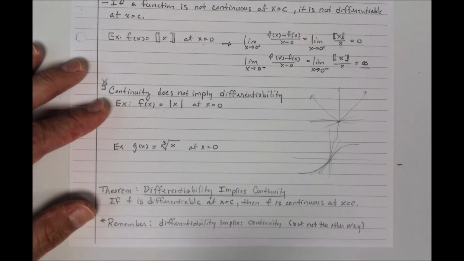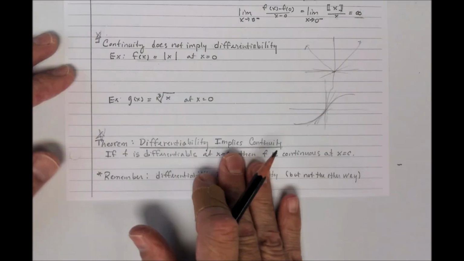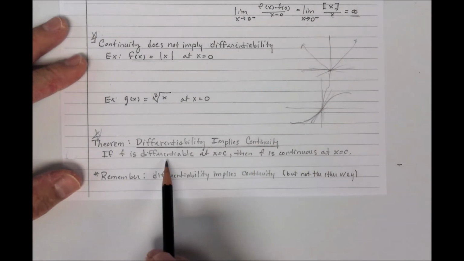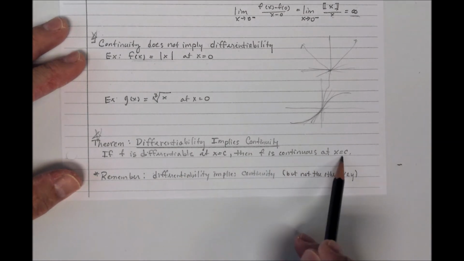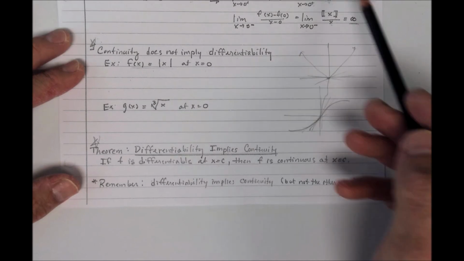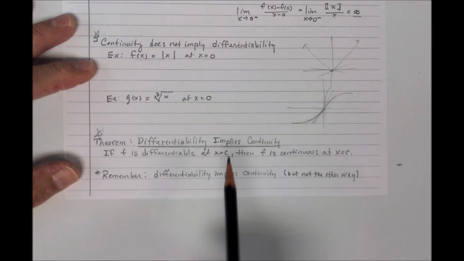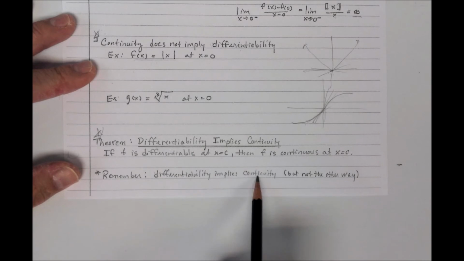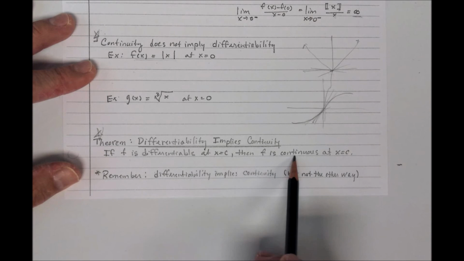However, the other way around, theorem: differentiability implies continuity. If you can take the derivative of a function at x equals c, then you know your function is continuous at x equals c. And that's what I was trying to talk about back here. So remember, differentiability implies continuity, just not the other way around. If f is differentiable at x equals c, then f is continuous at x equals c.